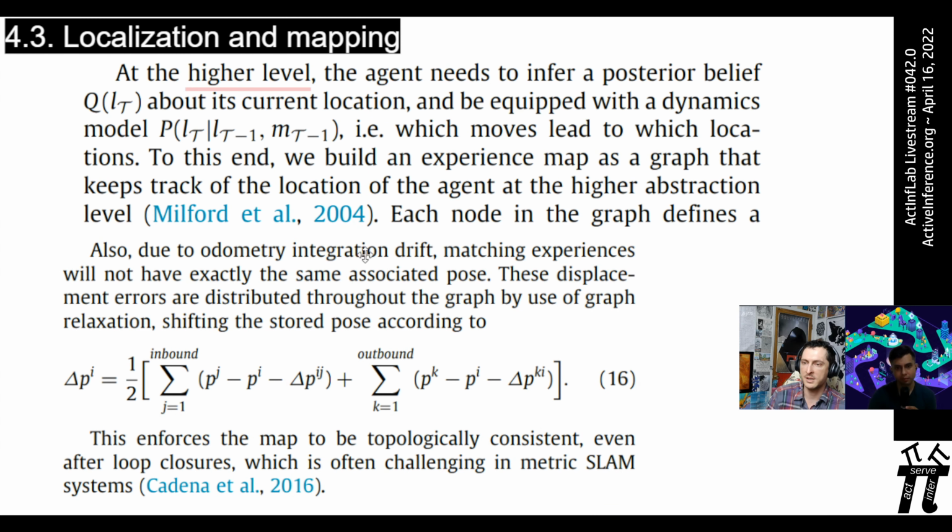Due to odometry integration drift, so inaccuracy about how many footsteps you took. That's the reason why people apparently walk in a circle when they're lost in a featureless landscape, because they have a slightly different step length, and so they have drift in their heading. Matching experiences will not have exactly the same associated pose. These displacement errors are distributed throughout the graph by use of graph relaxation, shifting the stored pose according to equation 16. This enforces the map to be topologically consistent even after loop closures, which is often challenging in metric SLAM systems.